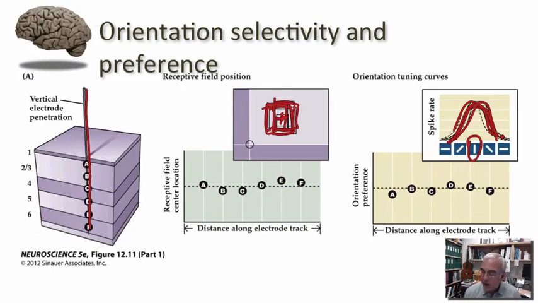Now, not shown on this slide is a related property called direction selectivity, and that is that many of these neurons are going to respond to a bar of light that is moving just in one direction, but not in the opposite direction. Or they may at least have a strong preference for motion in one direction or the other. That we call direction preference. So most neurons in the primary visual cortex exhibit these two properties together of orientation preference and direction preference.